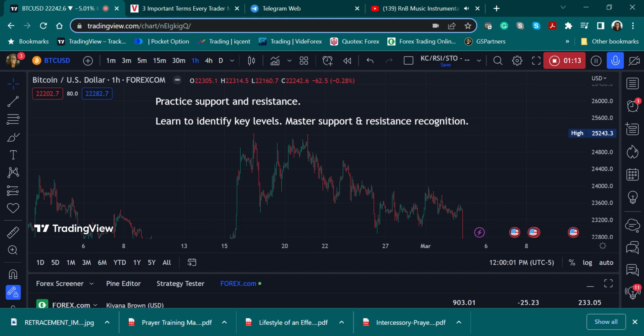Now, price moves based on supply and demand. We're going to talk about supply and demand in the coming weeks. But first, we need to understand that when demand is greater than supply, price rises. When supply is greater than demand, price falls. Sometimes price will move sideways as both supply and demand are in what we call equilibrium.